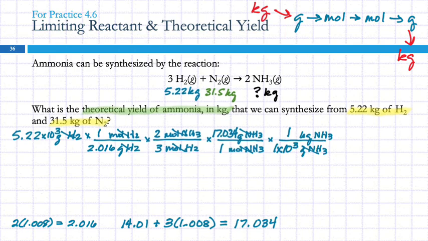Multiply by 1, divide by 2.016, multiply by 2, divide by 3, multiply by 17.034, and then I'm going to divide by 1 EE 3. I don't need parentheses there because my calculator understands that that is a single number. It's not 2 numbers that I'm multiplying. If you don't do it correctly, instead of dividing by 1,000, you end up multiplying by 1,000, and now you're off by a factor of 1,000,000.